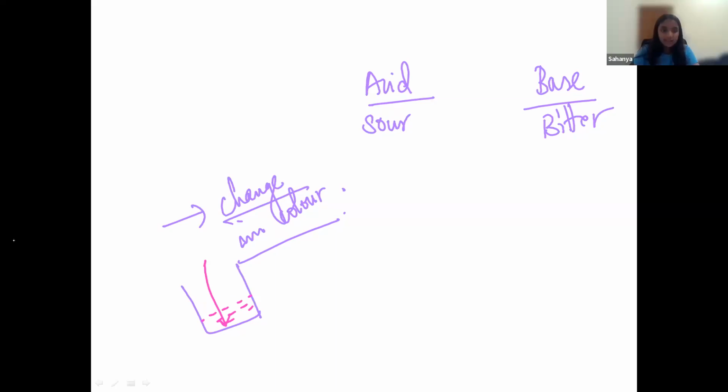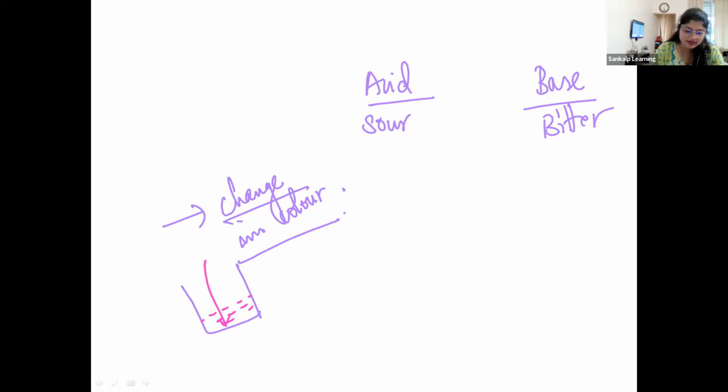So it is indicating. How will it indicate? By change in color. By change in color, it will indicate whether the given solution is acidic or basic in nature. So the indicator does not affect the nature of the substance being tested. Based upon their source, indicators are of two types: natural indicators or synthetic indicators.